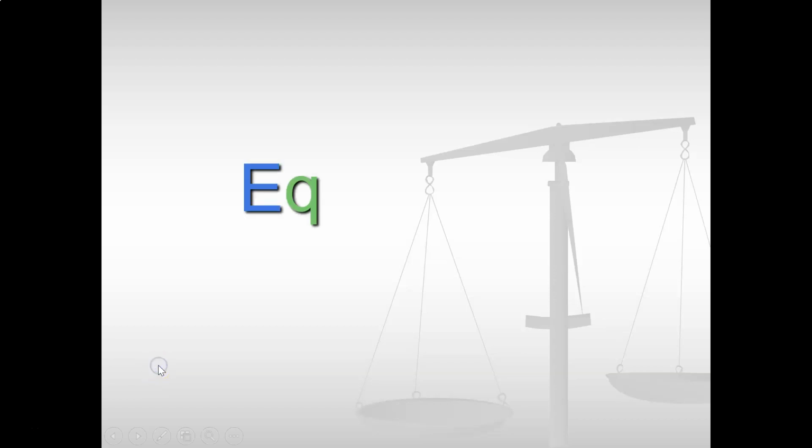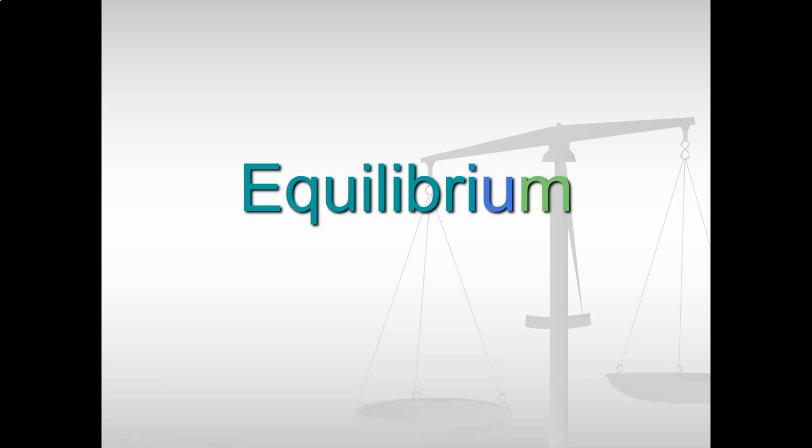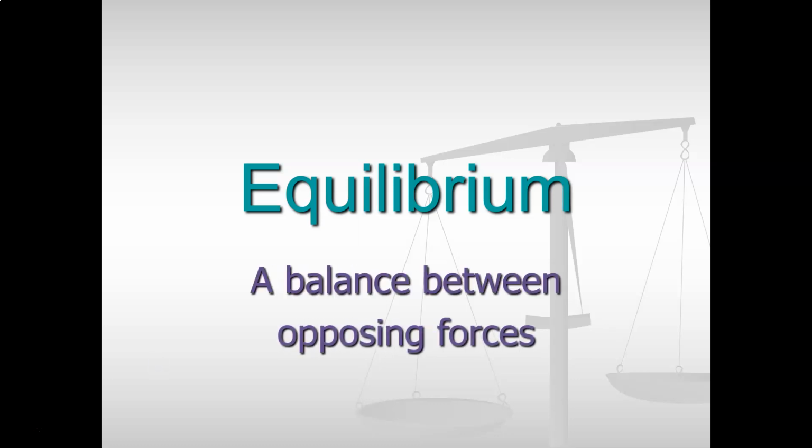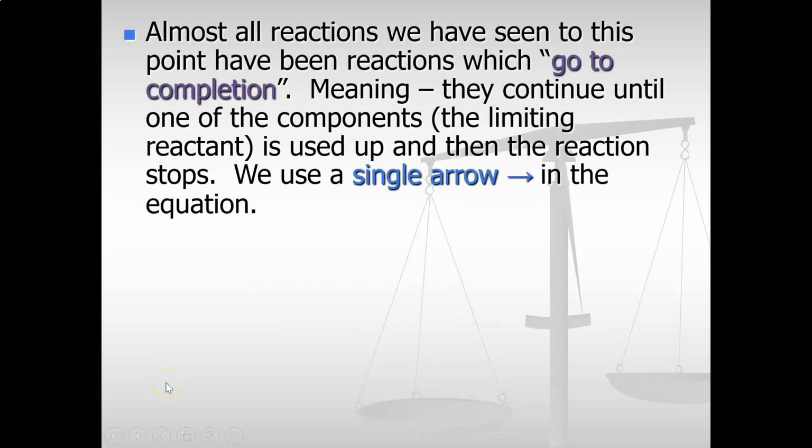So this unit, as well as this video, is on equilibrium. We are starting unit 10 right now. And equilibrium can be defined as a balance between opposing forces. So up to this point, most of the reactions that we've worked with are what you refer to as go-to-completion reactions, meaning that they will continue until one of the components is used up, the limiting reactant is gone, and then the reaction is going to stop.